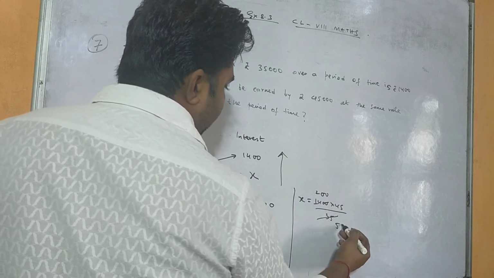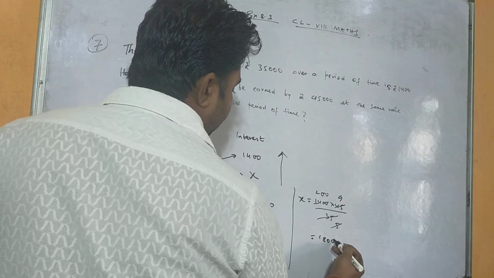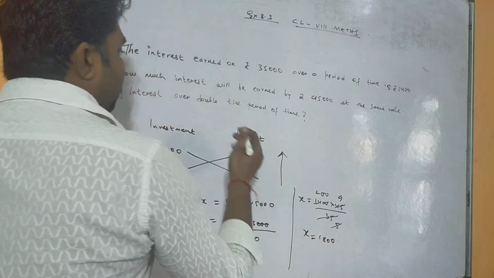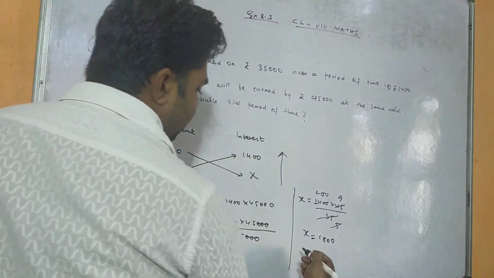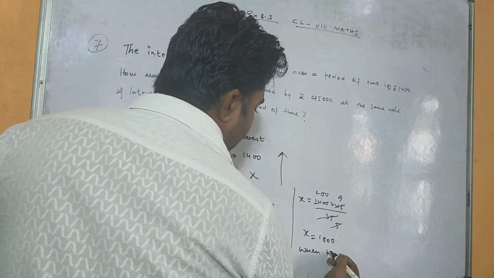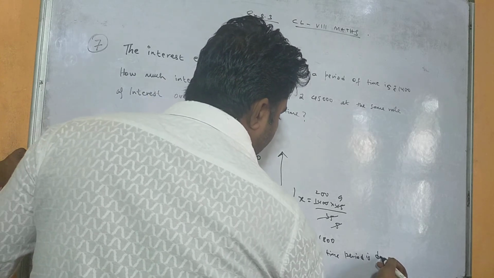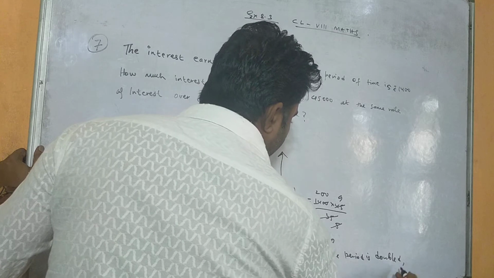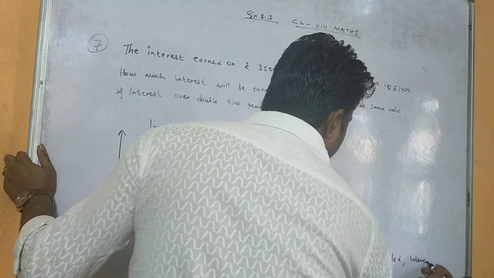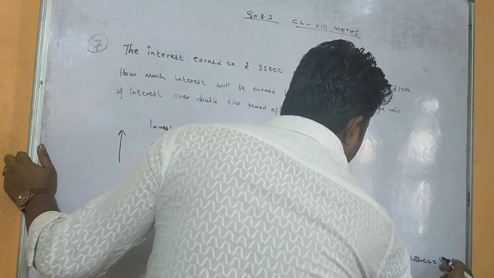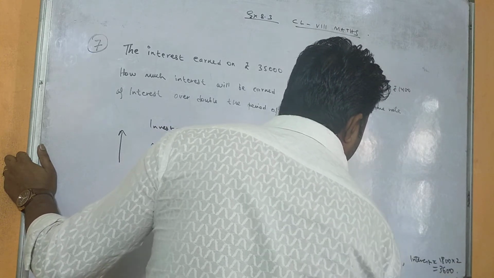75 is 35, 72 is 14, 200. Again, 5 9 is 45, 9 2 is 18. That means 1800. Okay, but when the interest will be of double the time period, that means when the time period is doubled, interest will be 1800 into 2, that is 3600 is the answer.